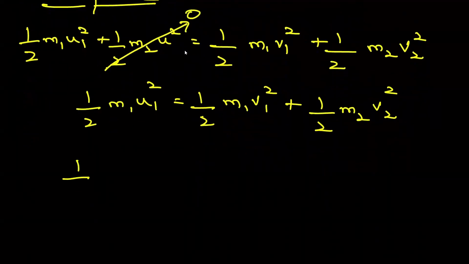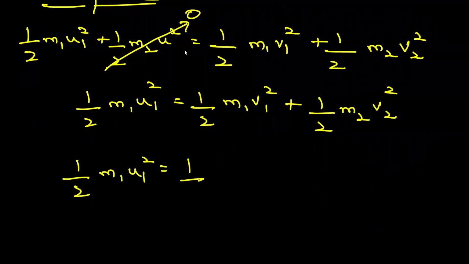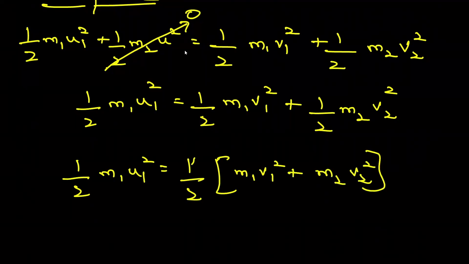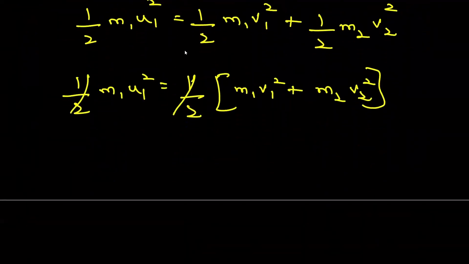On the left-hand side, I'll keep half m1 u1 square as it is. The right-hand side has two parts, and in both the parts, I can see something common. Obviously, it's not the letters this time; it's the number. So to make life much simpler, I'm going to take the half common. It becomes m1 v1 square plus m2 v2 square. Obviously, half and half get cancelled. After cancelling, keep whatever is there as it is.